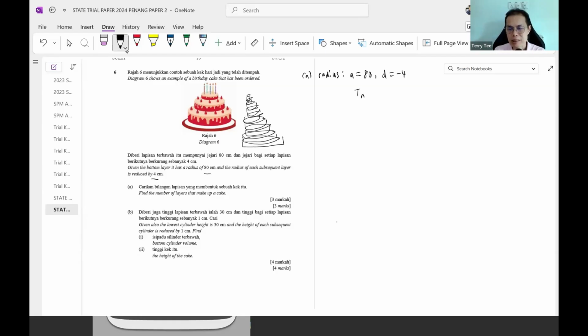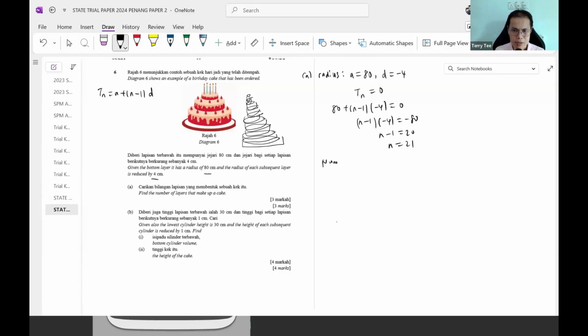So we just let our Tn be 0. Remember the Tn formula? Tn for arithmetic is a plus (n minus 1)d. My a is 80, my d is negative 4. The result is 0. So let's bring the 80 over: (n minus 1) times negative 4 equals negative 80. Negative 80 divided by negative 4 is 20, so n is 21.